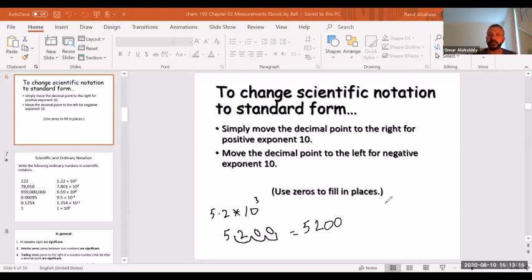5,200. Now, if I have 5.2 times 10 to negative 3, 5.2, now I will move the decimal to the left. Okay, and fill it with 0 and 0.0. Now, it is 0.0052 for this number. So that's how we do the scientific notation and the standard notation. Okay.